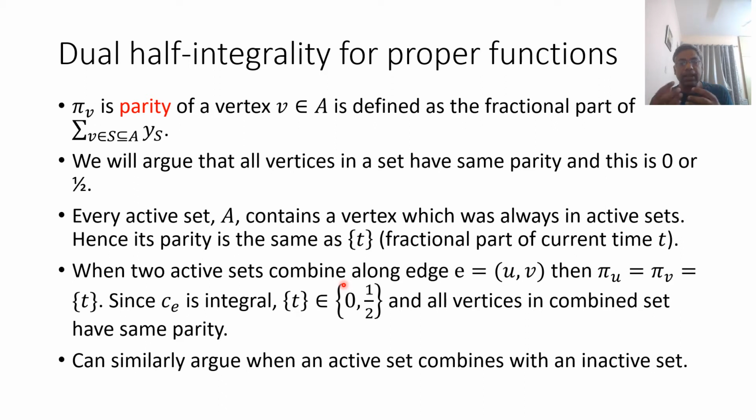Okay, and then at that time all the vertices in these two sets would also have parity, which is the time, and so the resulting set that is formed will have all vertices having the same parity, which is the same as the current time. So this was the easier case when two active sets combine, but one can similarly argue that if you have an active set and an inactive set combining, then the property is true that in the resulting set all vertices have the same parity, which is the same as the parity of the current time.